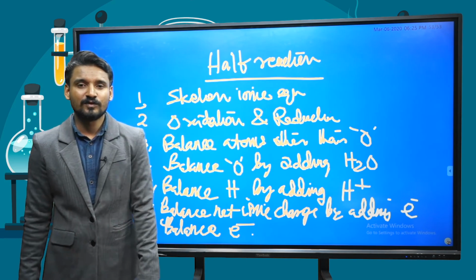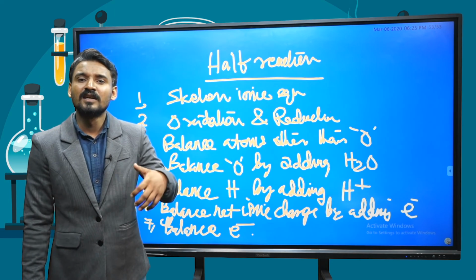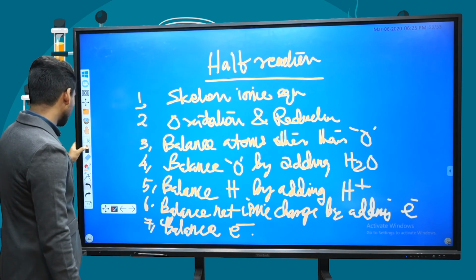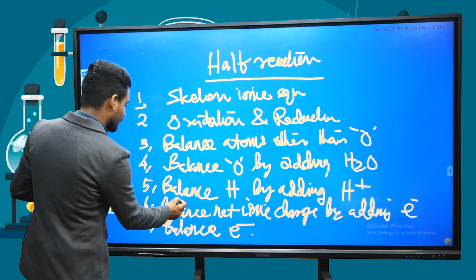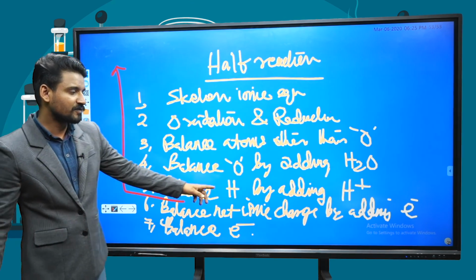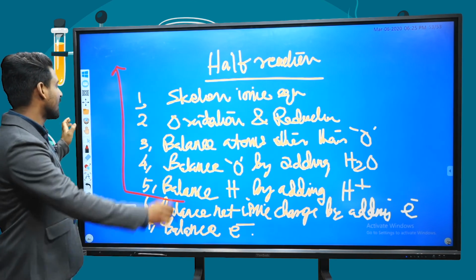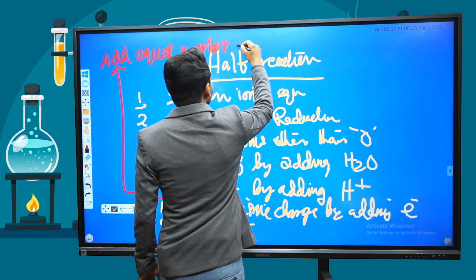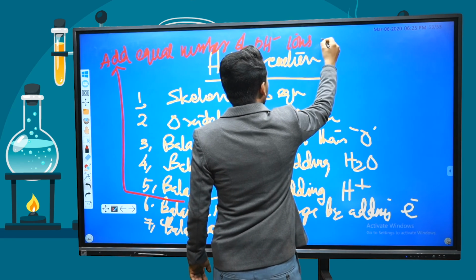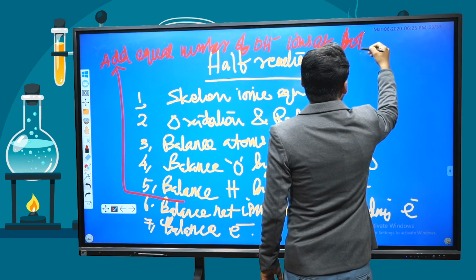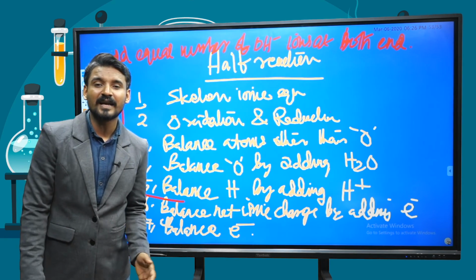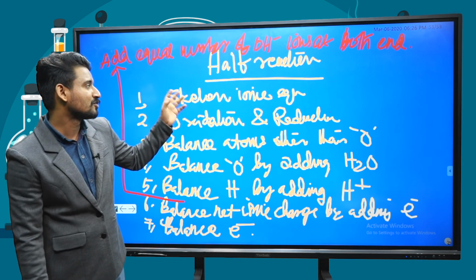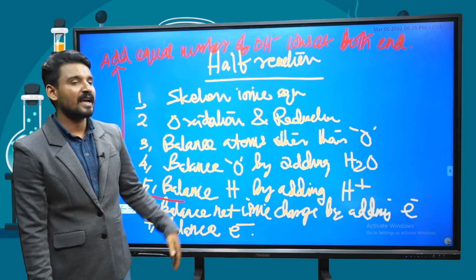This is in acidic medium. So you can balance the basic medium reaction also by this method. For that, after the fifth step, you can follow one more step, that is add an equal number of OH minus ions at both ends of the reaction. You should add 4 OH minus at the left side and right side of that reaction in basic medium. So this is the strategy that is used to balance ionic equations in the half reaction method.